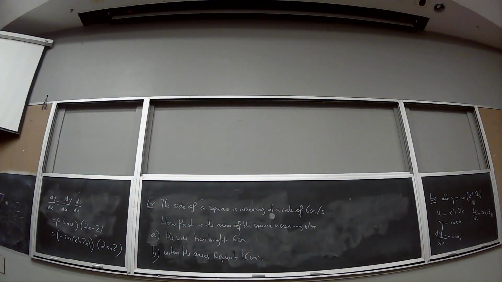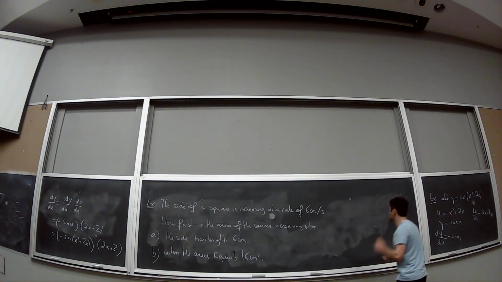And the side of the square is expanding at 6 centimeters per second. You guys see this? Every second, the side increases by 6 centimeters. Now, how fast is the area of the square increasing when the side has length 6 centimeters?